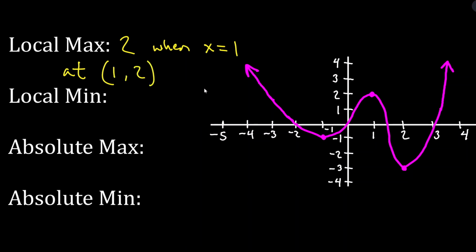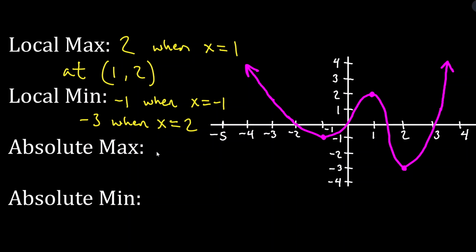All right, let's see. What about minimum values? I see 2 of those. So again, we're looking for these smiley face peaks in the opposite direction. So I see one here and one here. So we have a minimum value of negative 1. So local minimum, negative 1 when x equals negative 1. And then we also have a local minimum down here at negative 3. So negative 3, and that happens when x equals 2. So again, we're describing the minimum values and their location.